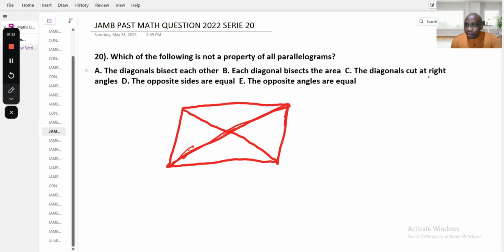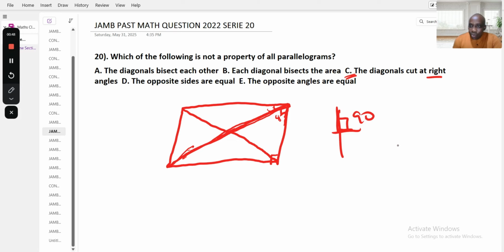The diagonal cuts at right angle. No, which is wrong. There's no way you will see a right angle formed here. Half of this space should be 45 and this space will be 45. There's no way it will give us 90 at right angle, because right angle means 90 degrees, something like this. Diagonals are the lines that you draw across. No, the wrong answer is C, which is not a property of the parallelogram.